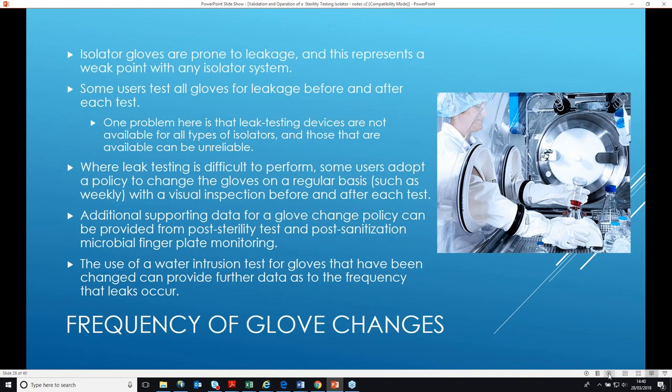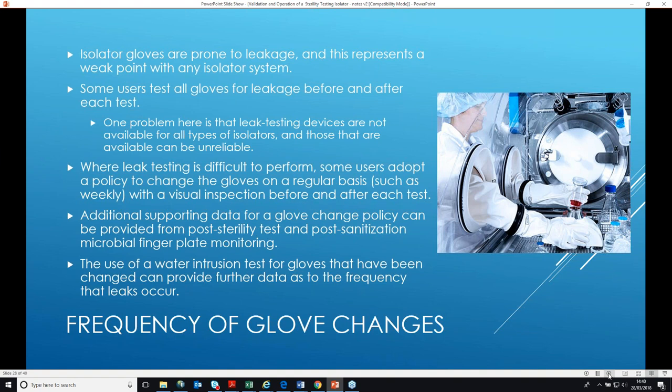Another factor to consider is the frequency of glove changes. Now, isolator gloves are prone to leakage, and it's generally recognized that the glove represents the weakest point with any isolator system. Some users elect to test all gloves for leakage before and after each test. This is only possible if there's a good and effective glove leak testing device available. Some that are available are unreliable, so this needs to be factored into the validation.